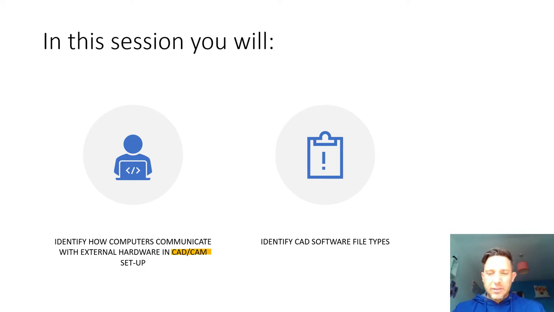Now, CAM can be considered as being either software or hardware. And in this case, I think CAM is referring to the hardware. However, the software version of CAM that's in the middle is a vitally important part of the link, and that's the sort of thing that we'll look at today. I'll also give you the opportunity to identify a couple of different CAD software file types and transfer data types, and we'll pick those up a little bit towards the end.